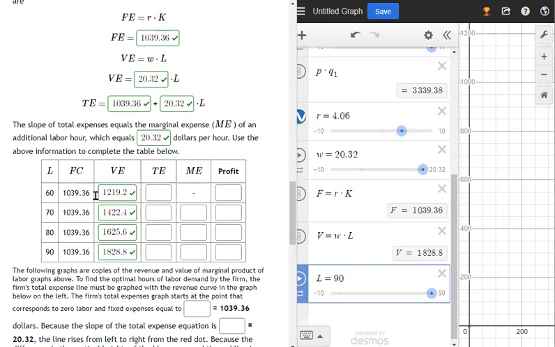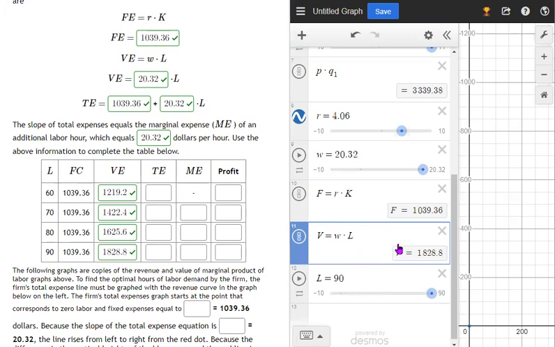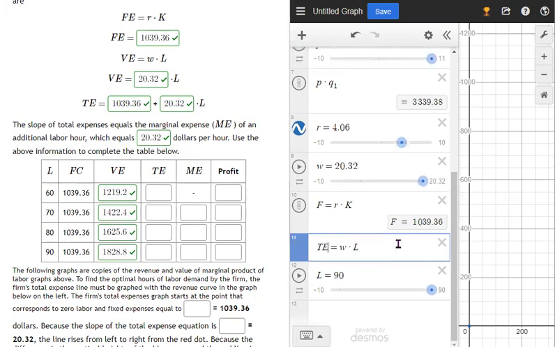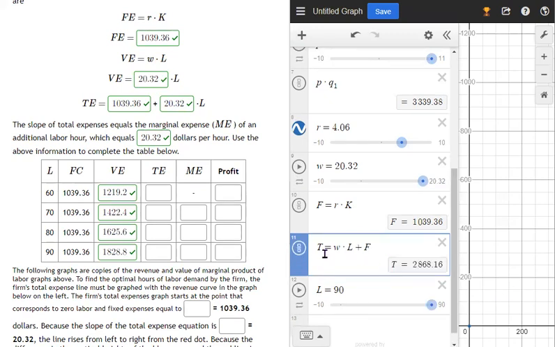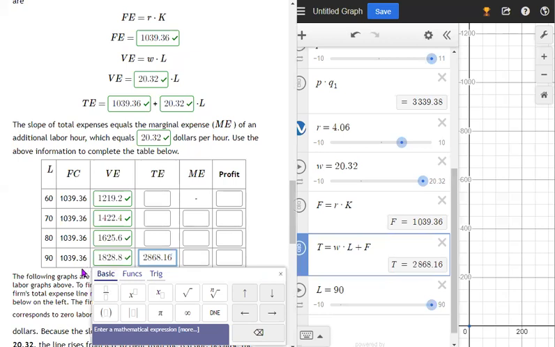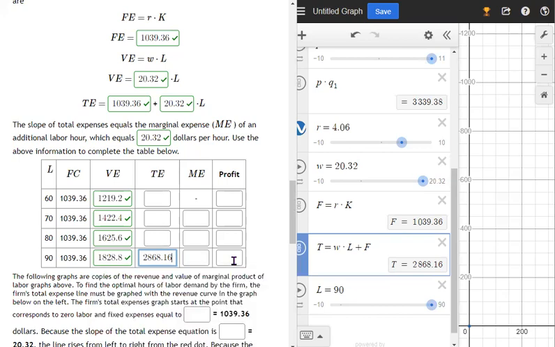The total expenses are just the sum of the two, right? We have to sum the two right here. So what I'm going to do is change V to fixed or total expenses. When I add the variable expenses to the fixed expenses, I get total expenses. And the total expenses when labor demand is 90 is this. So I'm going to head backwards.